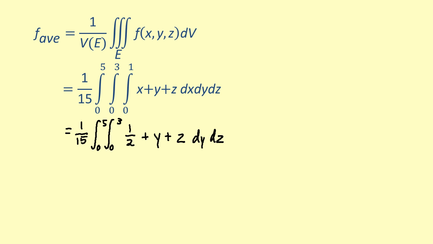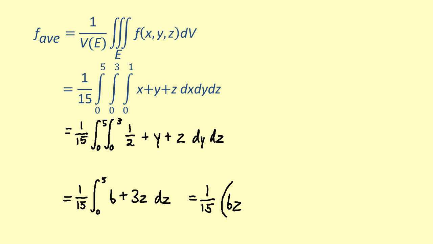Integrating next with respect to y and evaluating from 0 to 3, we get 1 over 15 times the integral from 0 to 5 of 6 plus 3z dz. Finally, we'll integrate with respect to z to get 1 over 15 times the quantity 6z plus 3z squared over 2, and we'll evaluate this from 0 to 5. Evaluating from 0 to 5 gives us 9/2. Therefore, the average value of the function x plus y plus z over the region E is 9/2.